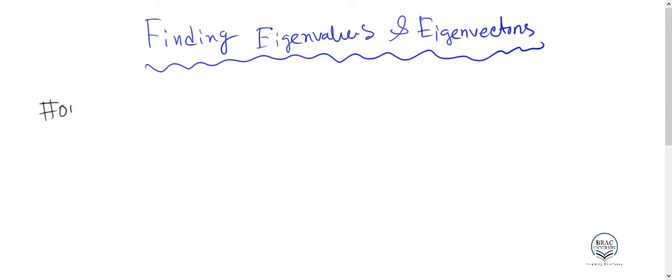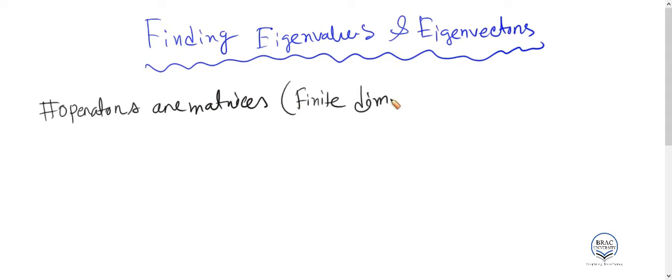So let me just write it down. Operators are matrices in the finite dimensional case. And with that, let's begin. So let me define a matrix that will serve as an operator as well.